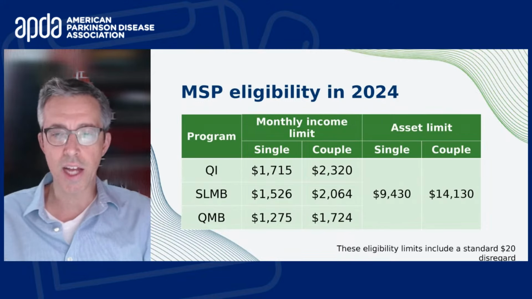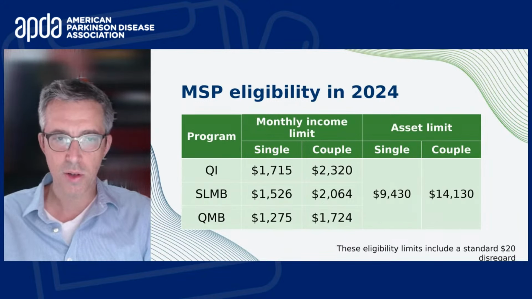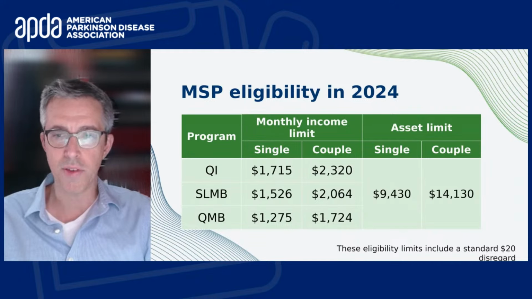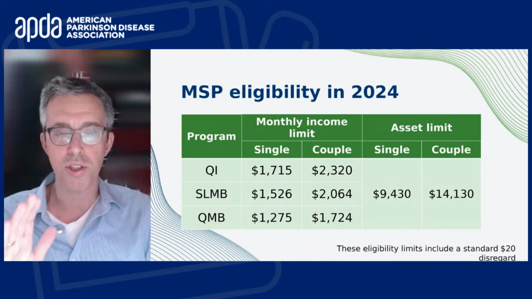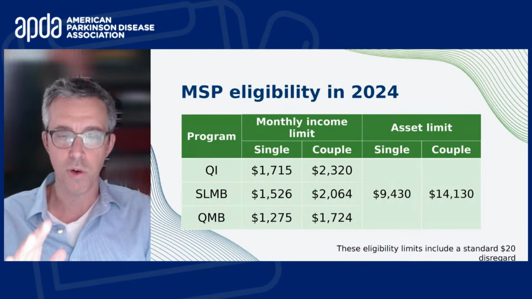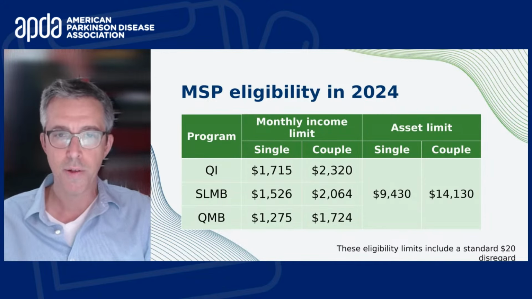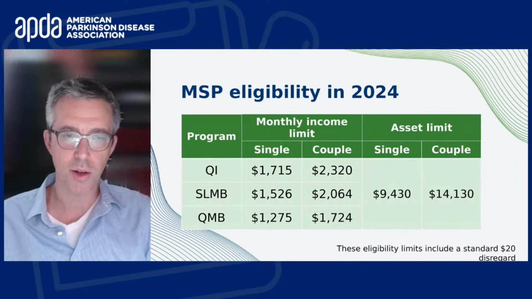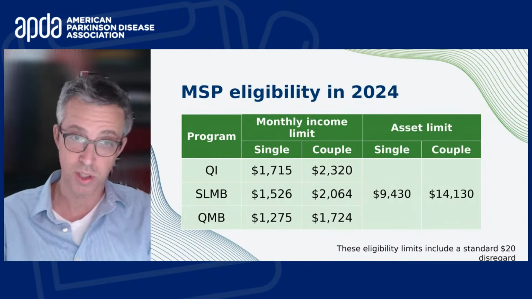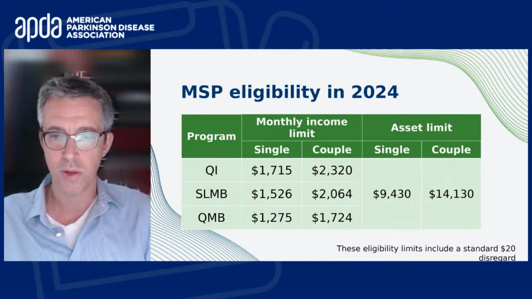This is a national asset limit. State by state, they're more generous. So you might live in a state that has no asset limit. You might live in a state with a more generous income limit for all of these different programs. The best way to check is to call your local SHIP, State Health Insurance Assistance Program, that can tell you what the income levels for the MSP are in your state, and you can determine what that is.